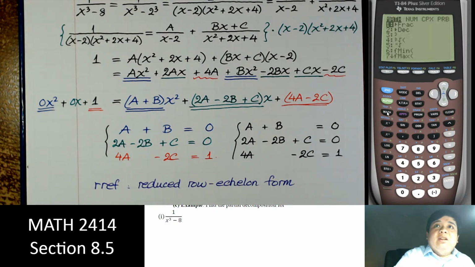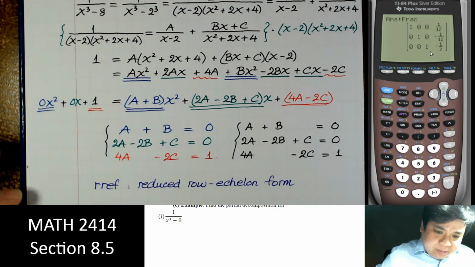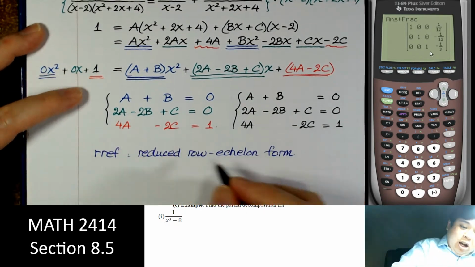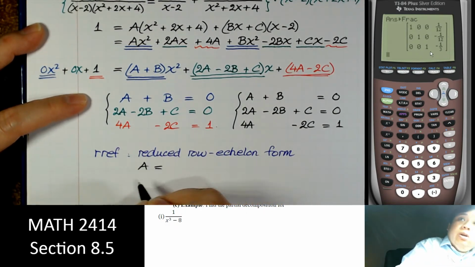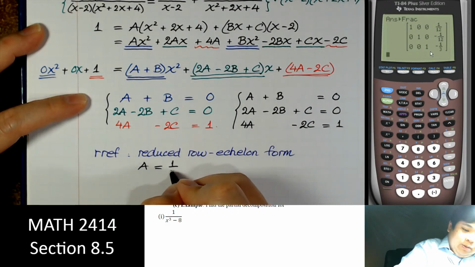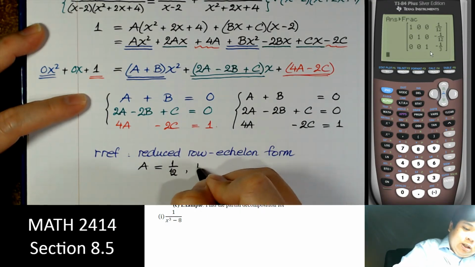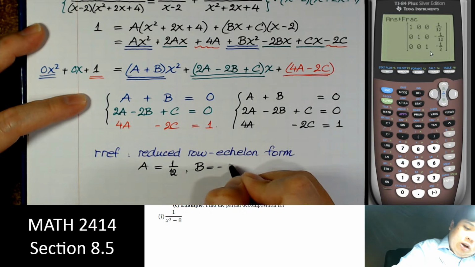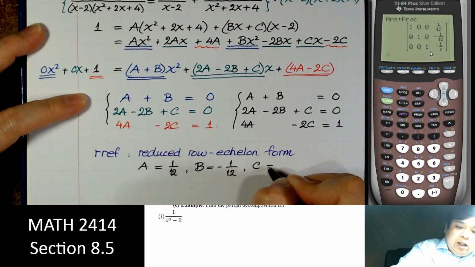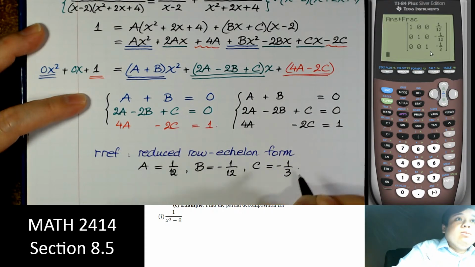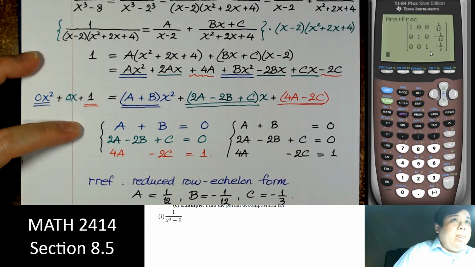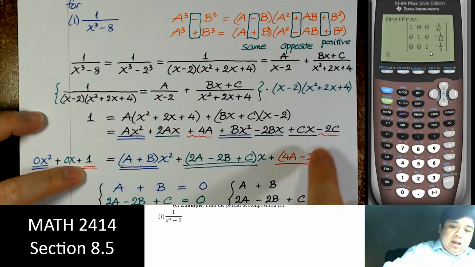And hit enter, we should have that. Hit math and convert that to fraction. So we have 1 over 12, negative 1 over 12, and negative 1/3. After we do that, we have A equal to 1/12. B is negative 1/12. And C is negative 1/3. And we put it back into this form.